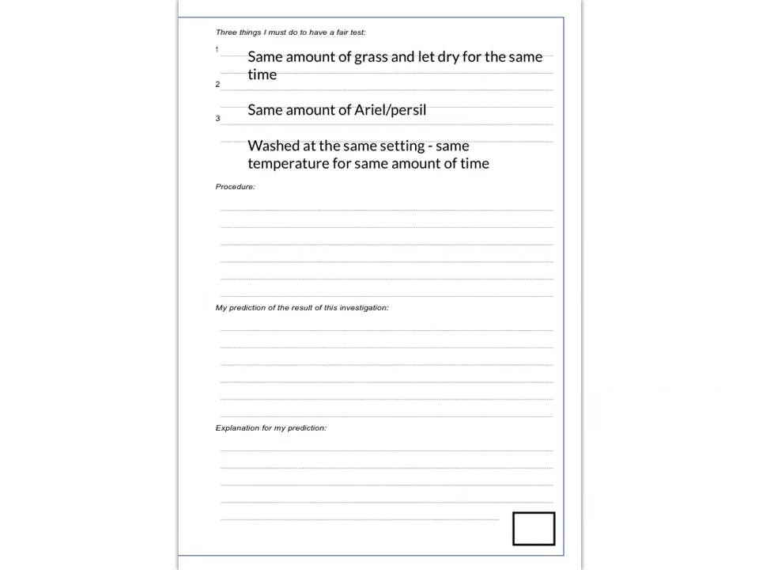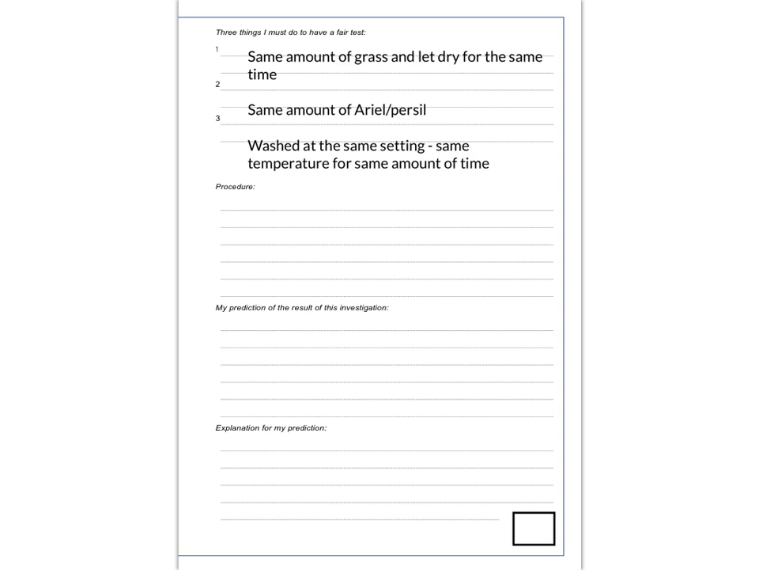So guys, a fair test means that the experiment is structured in such a way that we can compare things fairly. So, for example, we can't compare Usain Bolt to Mo Farah. Usain Bolt is a sprinter, Mo Farah is a long distance runner. In order to compare them, they would have to run the same distance. And it's the same in this experiment.